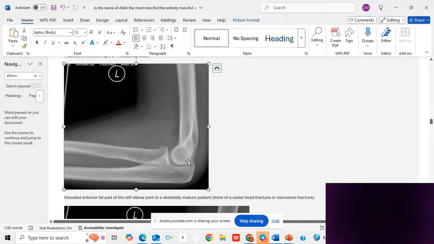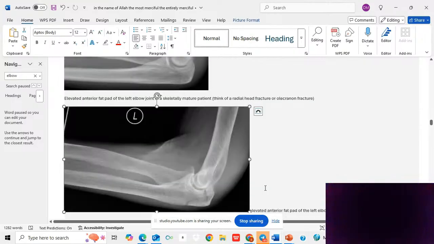Think of a radial head or olecranon fracture. So in an adult, we need to check for radial head or olecranon fracture. I can't see any fracture here, but let's see the other case.